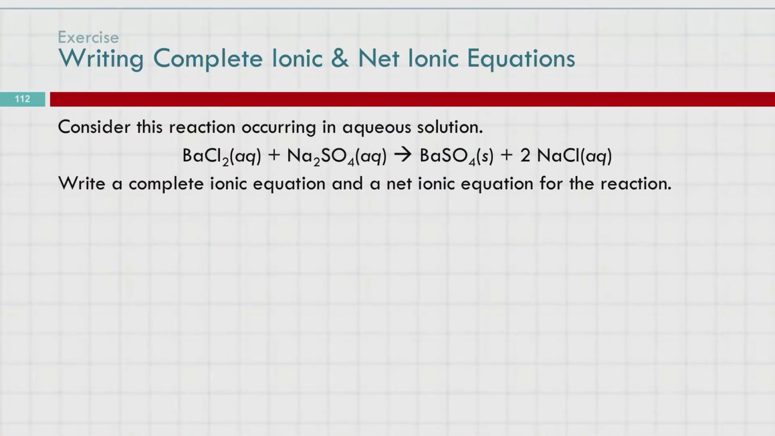So consider this reaction occurring in aqueous solution. Write a complete ionic equation and a net ionic equation for the reaction. So we've got our complete molecular or complete chemical equation. For our complete ionic, we want to separate the AQs. So that's the barium chloride, the sodium sulfate, and the sodium chloride.